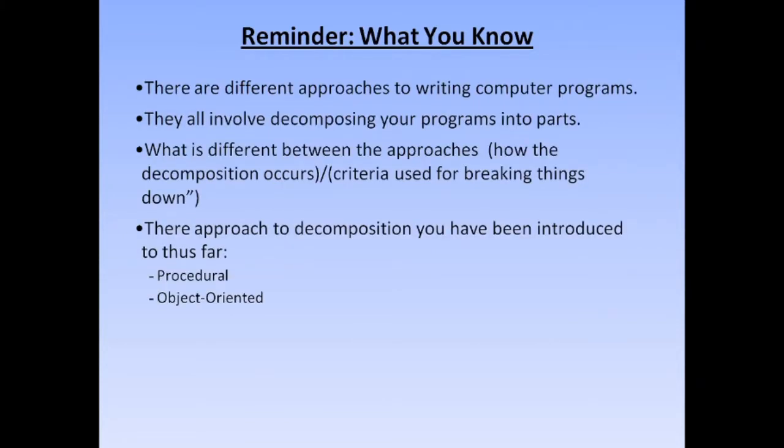Now, what you already know, that I expect, is there are different approaches to writing computer programs. They all involve decomposing your programs in two parts. What is the difference between the approaches? There are decomposition approaches, that is breaking things down to the level. The approaches you have been introduced to thus far are procedural and object oriented. Like C is a procedural language, and C++ an object-oriented programming language.